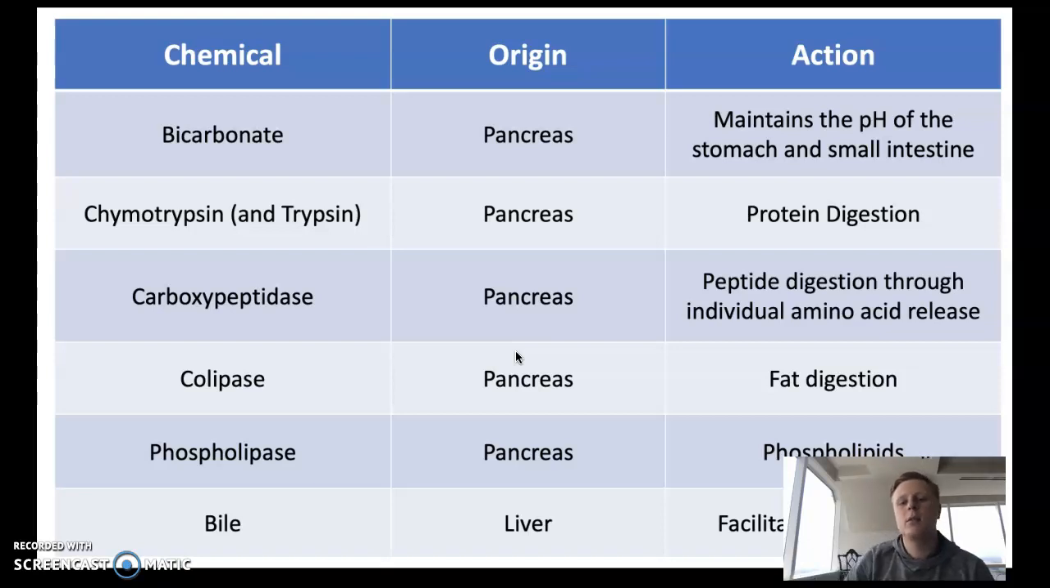The carboxypeptidase aids in peptide digestion by cutting off individual amino acids at the end of peptide chains. Lipase is heavily involved in fat digestion, and phospholipase is involved in phospholipid digestion throughout the small intestine. The liver, as we talked about, secretes bile, which is a big player in fat digestion by marking fat nodules and forming micelles from them, which allow them to be broken down and transported for excretion.